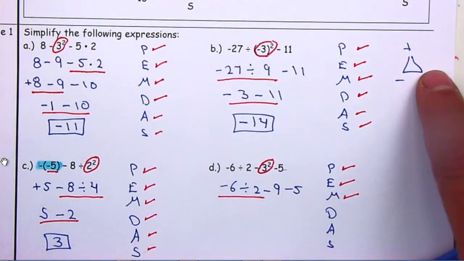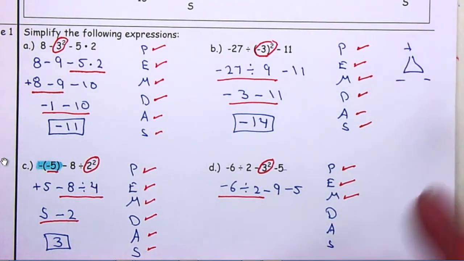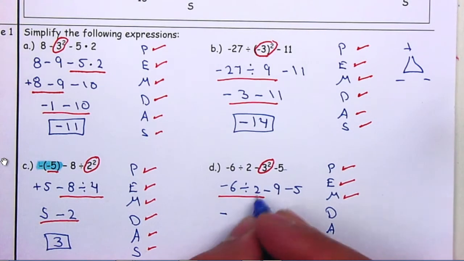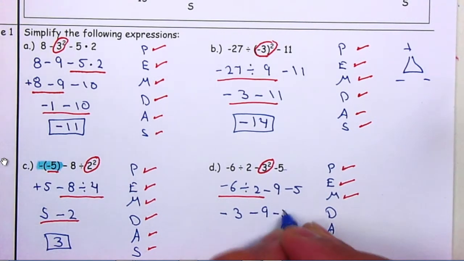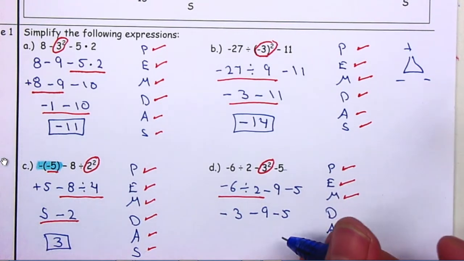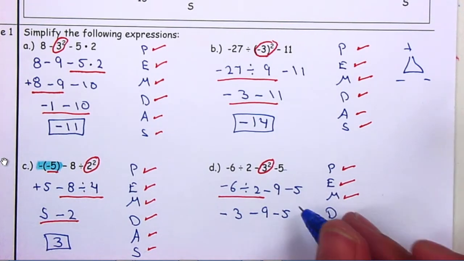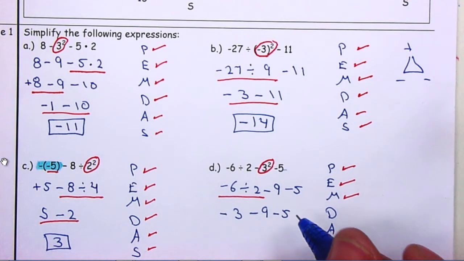Negative divided by positive is negative. So it'll be negative. 6 divided by 2 will be 3. We're going to bring everything else down. Remember that you want to be able to do step by step. If you're starting to do more than one step at a time, that's when you're going to make small mistakes.